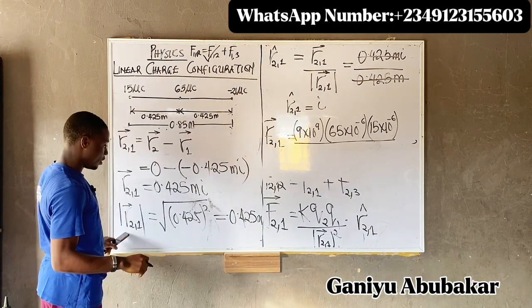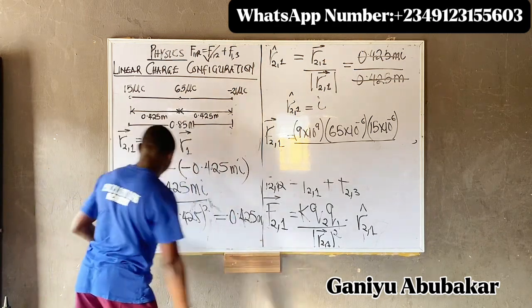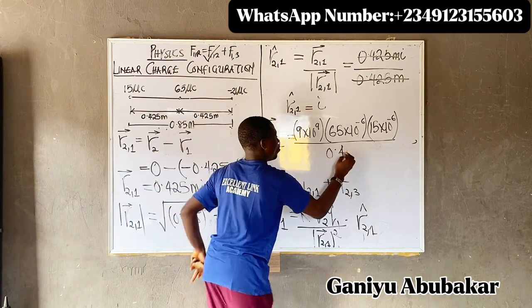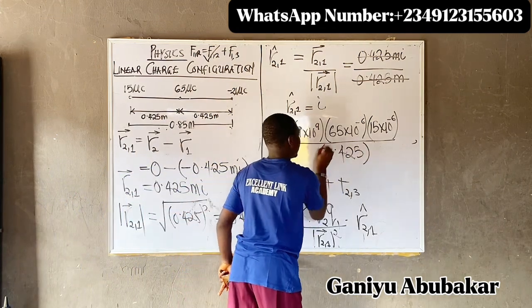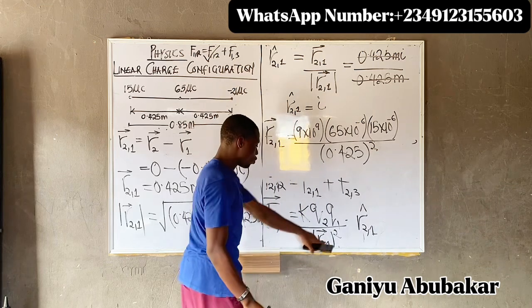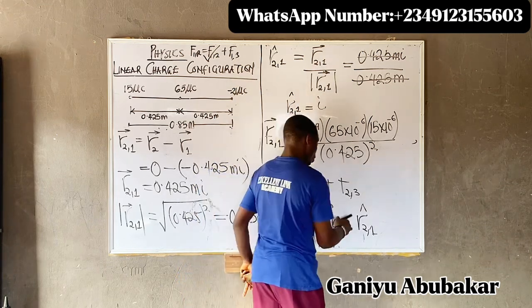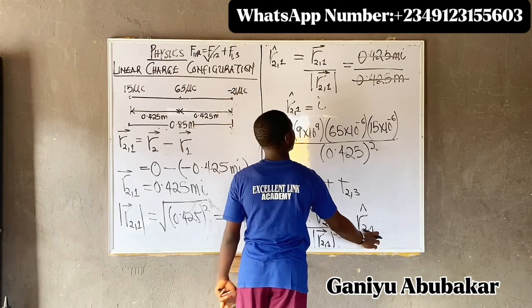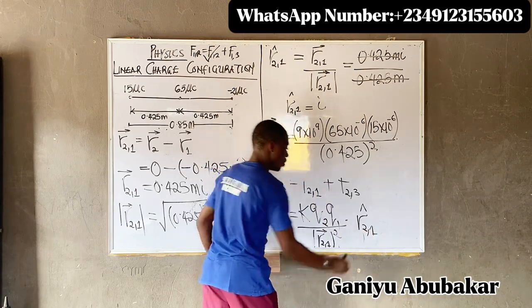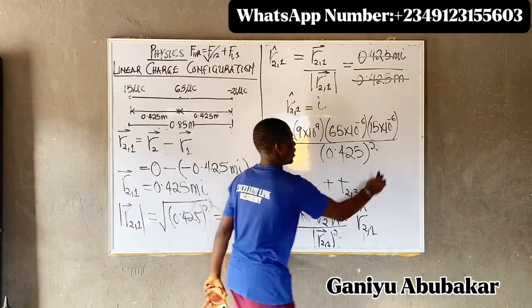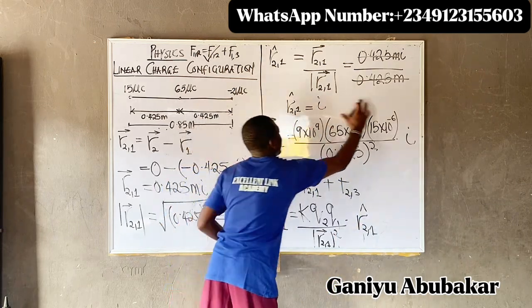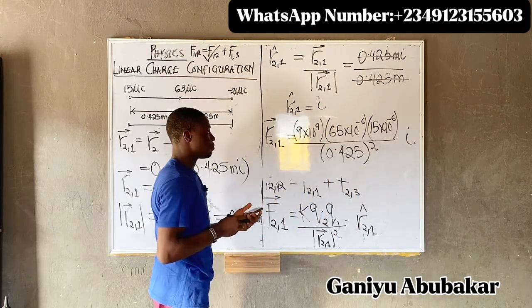I can see this one is this, and the value is this one here. So I have 0.425, all square, please. This is squared here. The value for this one here is r. So if I punch all these values together, what do I get?